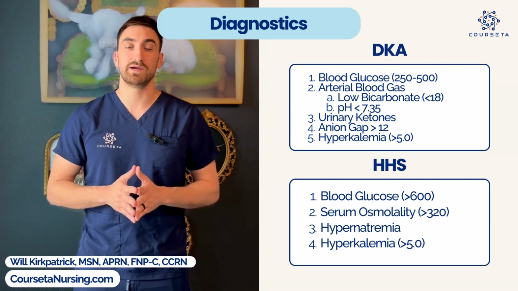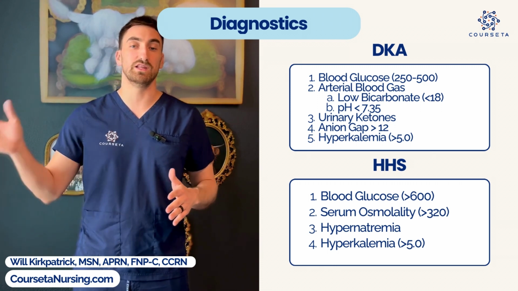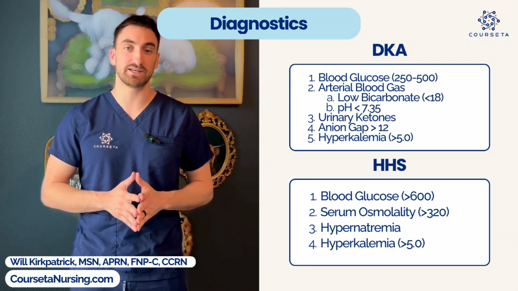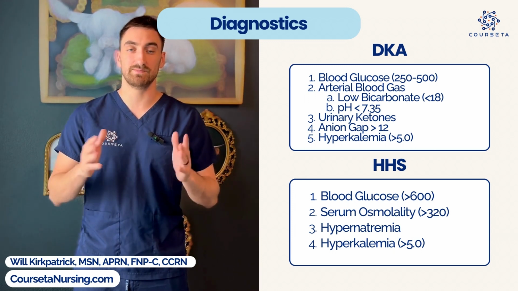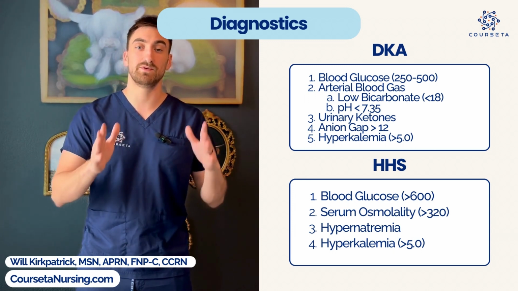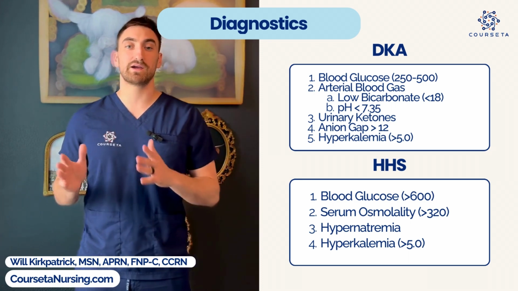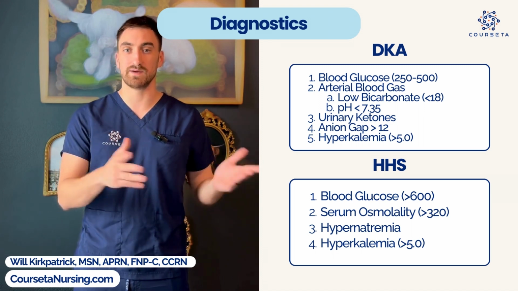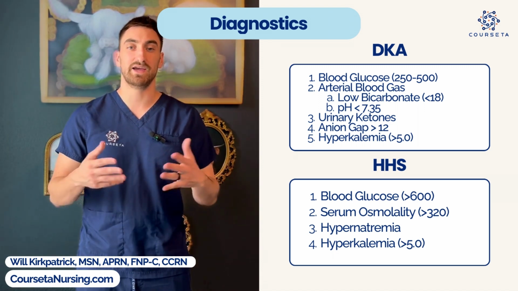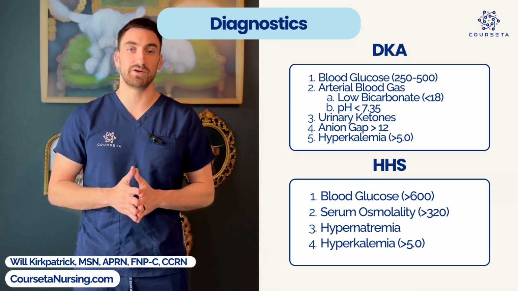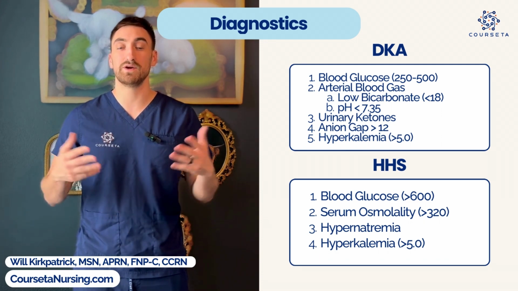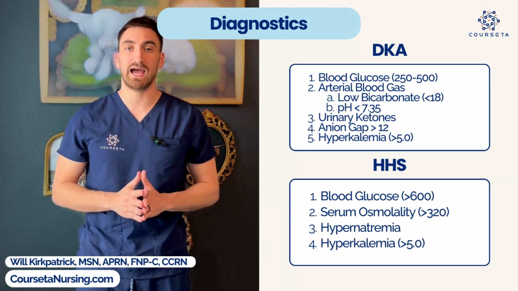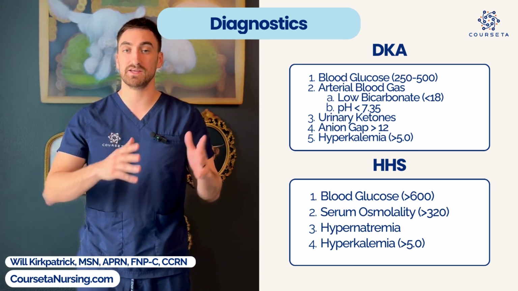So typically with these patients, you're going to see a bicarbonate level below 18. That is just one of the diagnostic findings with diabetic ketoacidosis. So you're going to see an ABG that is metabolic acidosis, which is a pH below 7.35, and a bicarbonate below 22, but a lot of the times with DKA, you're going to see it below 18. And then, of course, you're going to have increased urine ketones as one of those signs and diagnostic findings with diabetic ketoacidosis.